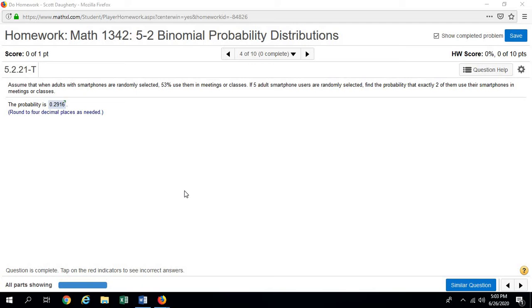Now, it turns out this is a binomial distribution, and there's really 4 things you have to check to see if it's binomial. And so let's just run through those. The first one is that you have to have a fixed number of trials. And in this case, the trials are 5, fixed at 5.